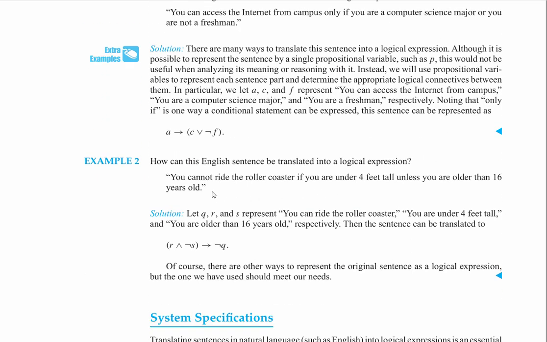One more. You cannot ride the roller coaster if you are under 4 feet tall, unless you are older than 16 years old. These are definitely confusing. I find them confusing. Can we see the operations here? We have an if. And what's this? An unless.